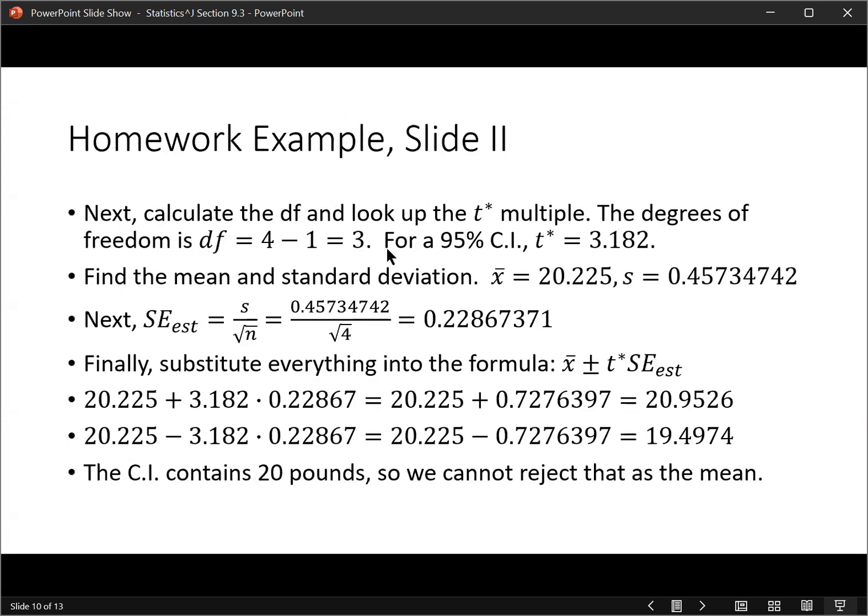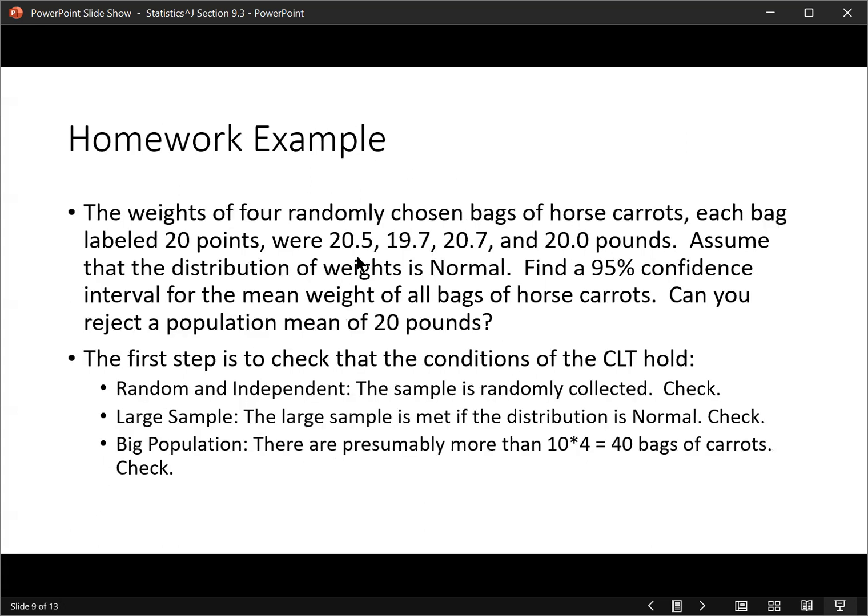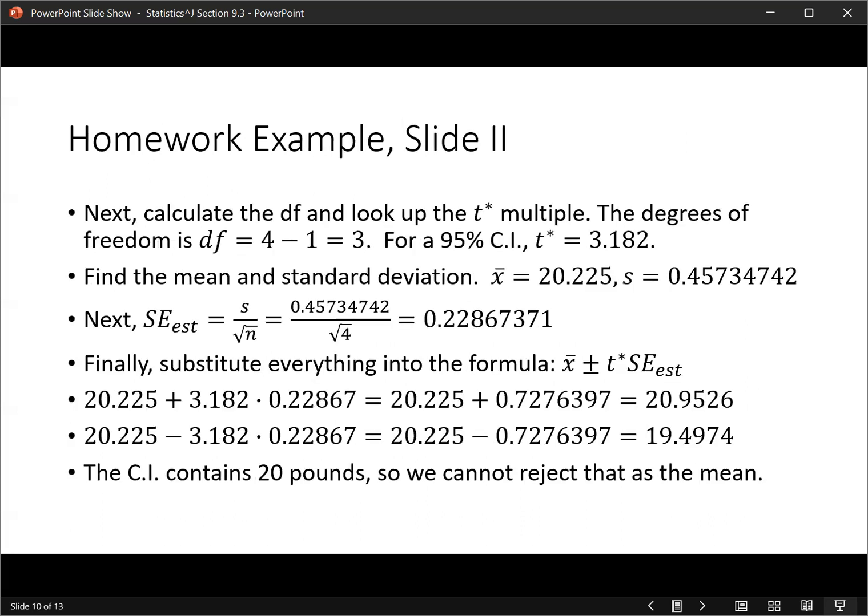So what I did is I took these 4 pieces of data and plugged them into StatCrunch. I'm not going to show that. You can use StatCrunch to do that, or you could use some other statistical software. You could just Google a statistical software to do that calculation for you. It's only 4 pieces of data, so it should be very easy to calculate. If you do that, the sample mean is 20.225, and the sample standard deviation is this long number that starts at 0.45.